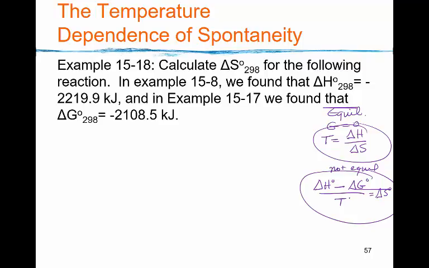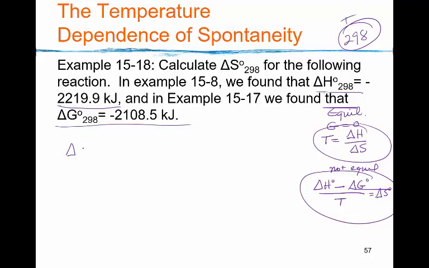Okay. This particular problem, we're looking for delta S 0. So that's why I rearranged it to have the delta S 0. Okay, so calculate delta S 0 at 298 for the following reaction. The delta H 0 is a negative 2219.9, and the delta G is a negative 2108.5. What is the delta S? You just plug it in, okay? What did we tell you? They're both at what? 298. So that's your temperature, okay? It's constant, all right?